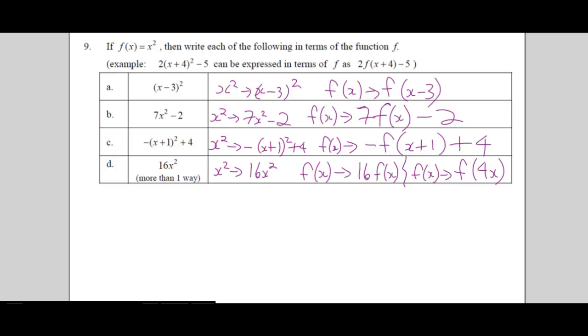So this is really two different transformations, right? We just don't know what names to put with them yet. But we will, and then we'll be able to look at it and say, this is one thing, this is another thing. But they both give the same result. You can't tell them apart, right? Because they're the same thing. This is 16 times x squared, and this becomes 16x squared.